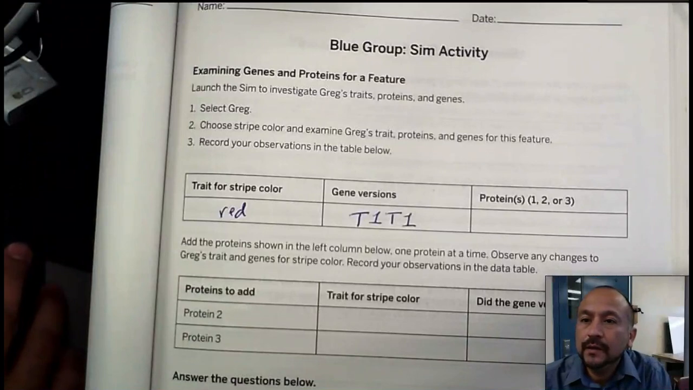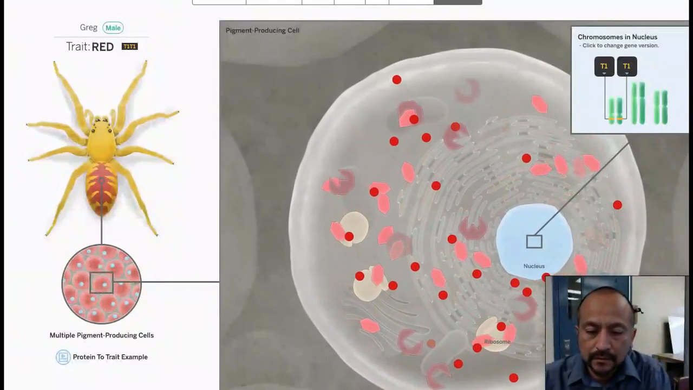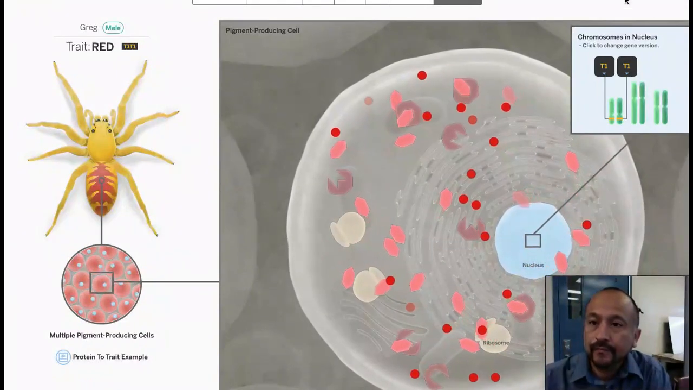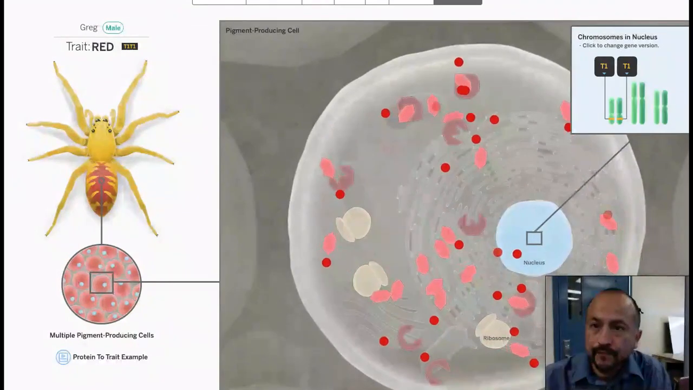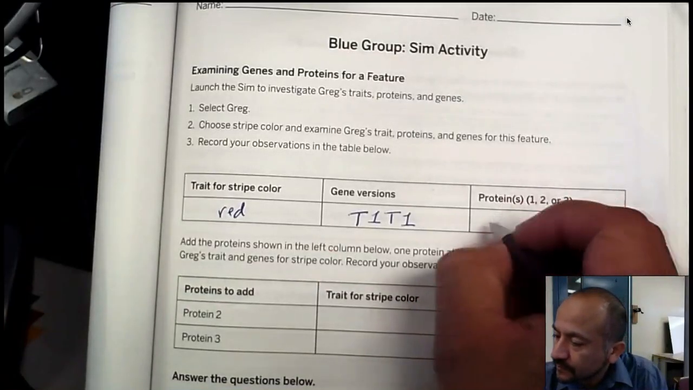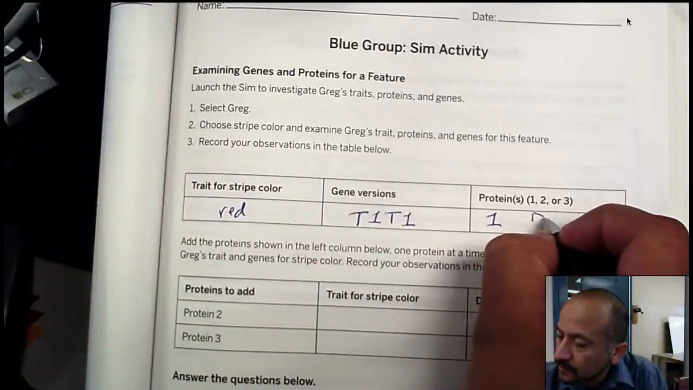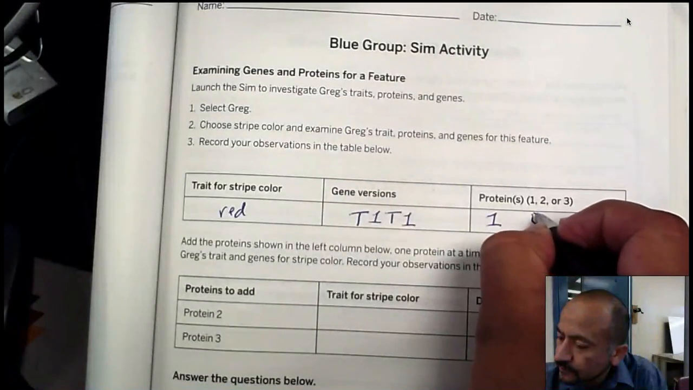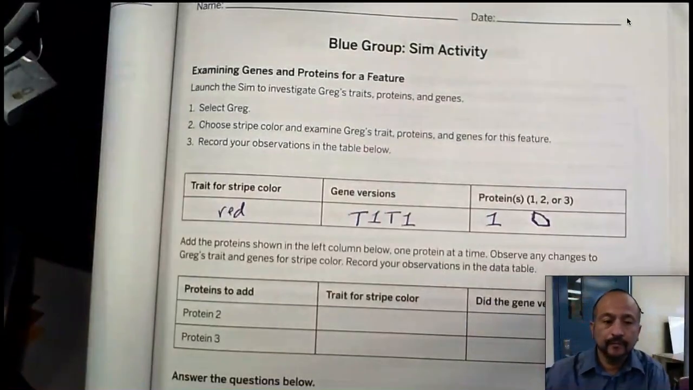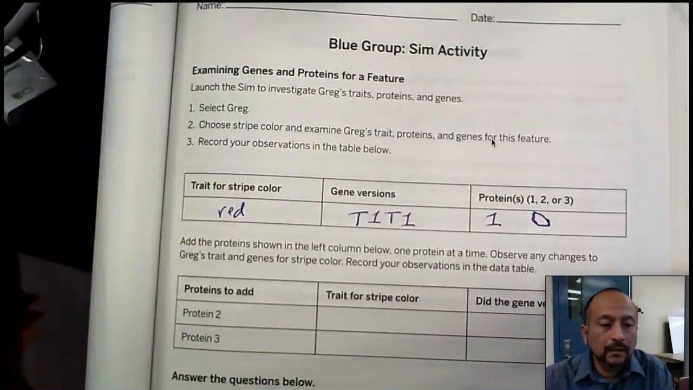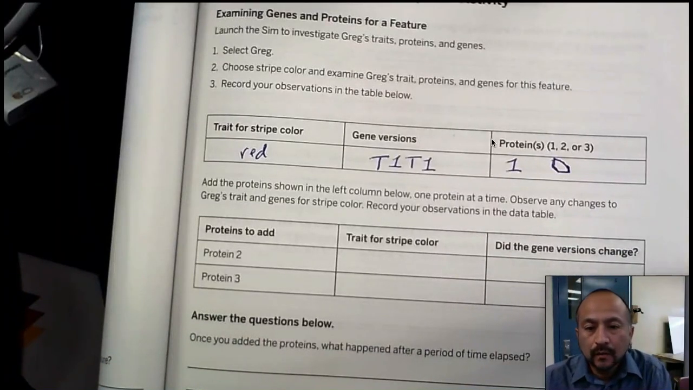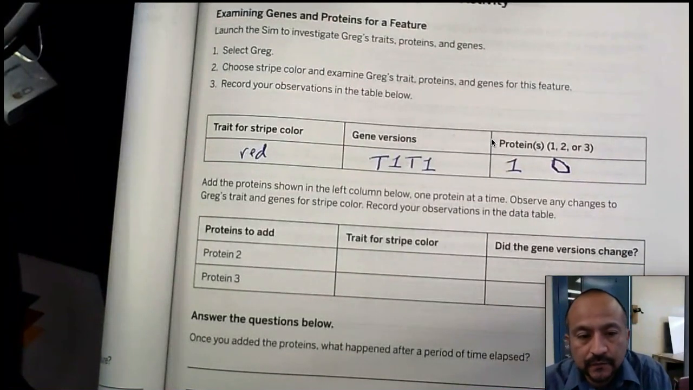And as far as proteins go, he has this protein here. So it's protein number 1, and we'll even add what they look like. Kind of an odd shape. And it says here, add the proteins shown in the left column below, one protein at a time. And we're going to observe the changes to Greg's traits and genes for stripe color.